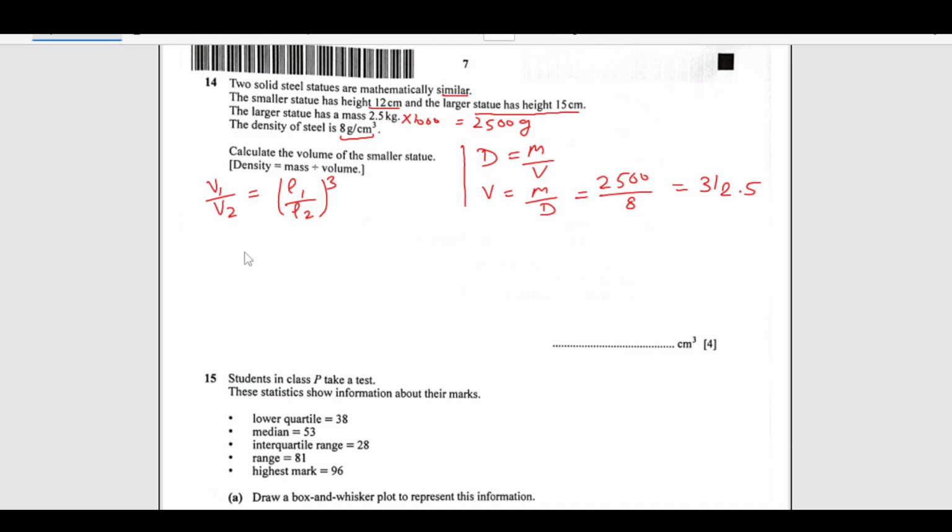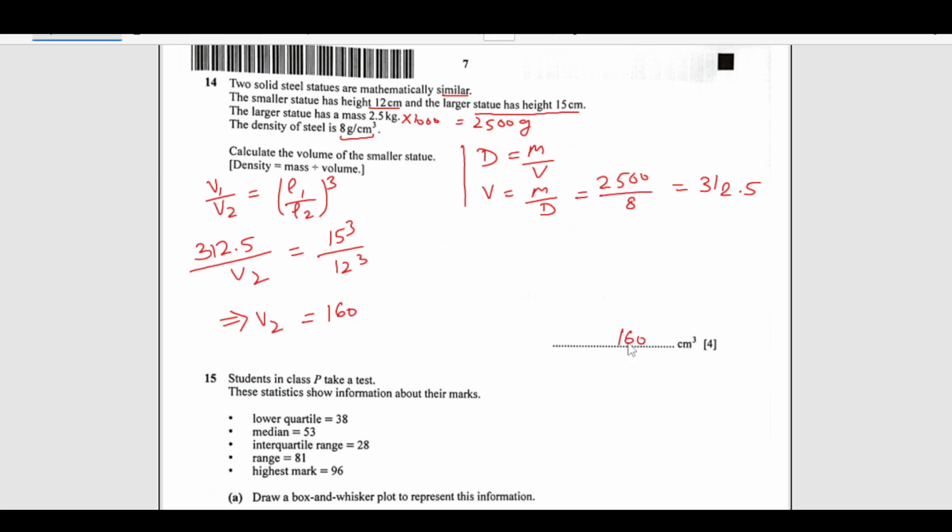So now we will have these volumes here. The volume 1 is 312.5, this is the larger, over V2. The larger one is going to be 15 cubed over 12 cubed, L1 over L2. Now cross multiply this and you are going to get V2 as 160.